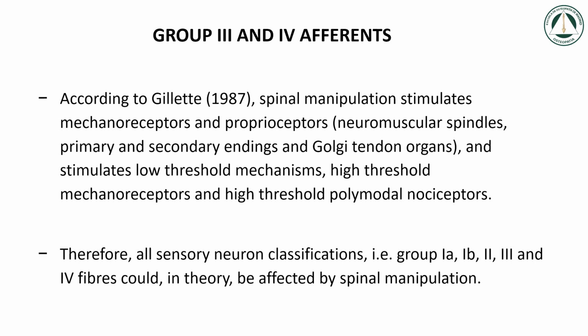According to Gillette, 1987, spinal manipulation stimulates mechanoreceptors and proprioceptors, neuromuscular spindles, primary and secondary endings, and Golgi tendon organs. It stimulates low-threshold mechanoreceptors, high-threshold mechanoreceptors, and high-threshold polymodal nociceptors. Therefore, all sensory neuron classifications, Group 1A, 1B, 2, 3, and 4 fibers could, in theory, be affected by spinal manipulation.